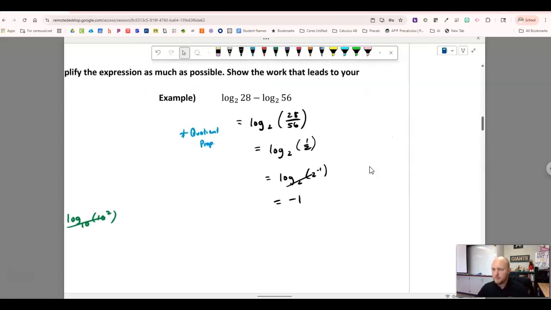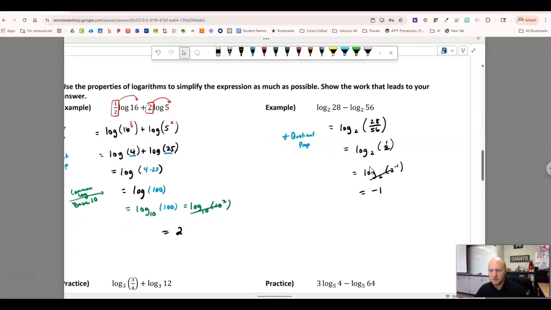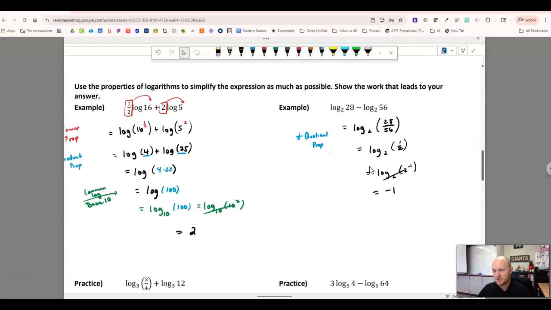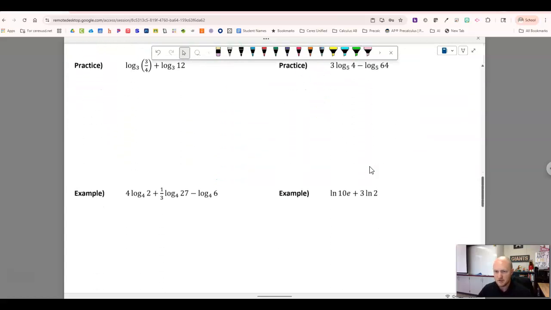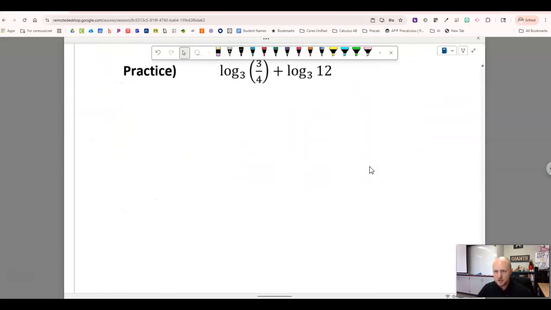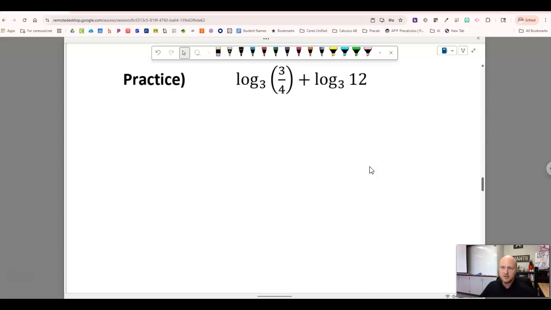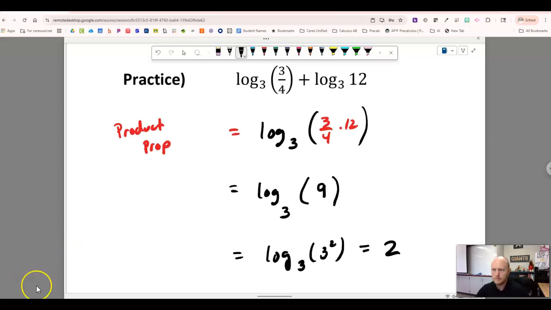Pretty cool, right? So those are some examples of how you can rewrite logarithmic expressions. All right. I want you to try this one, and I'll show you the answer here in a second. All right. This one did not have a power property to start with. It just went ahead with the product property. I can combine these. Since I'm adding, I'm going to multiply these two values, 3/4 of 12. A couple of ways you can do this. You can divide first, 12 divided by 4.